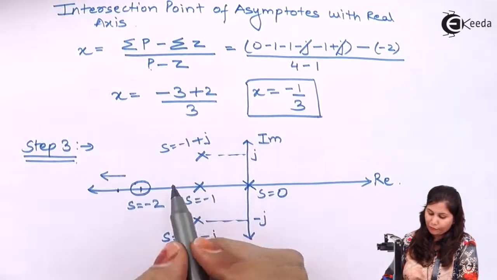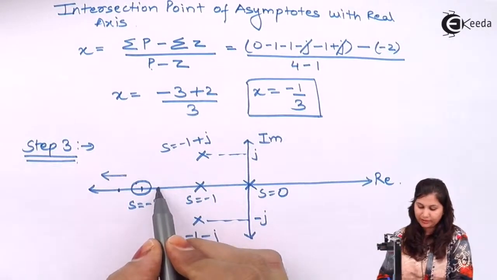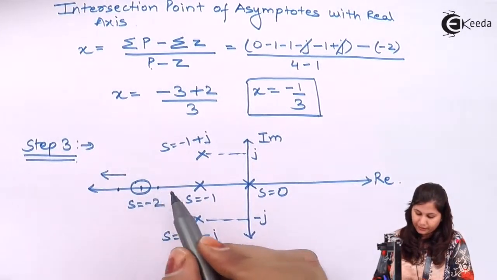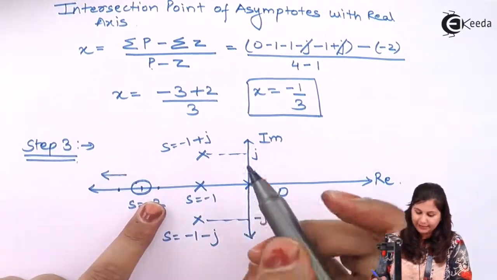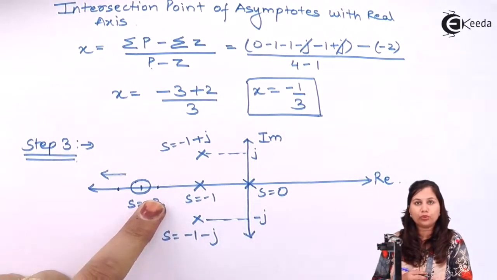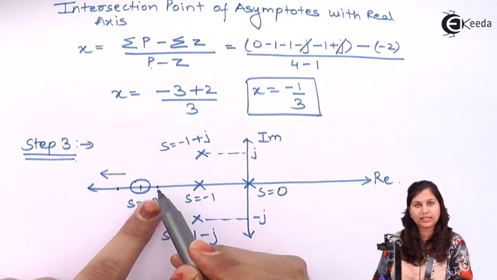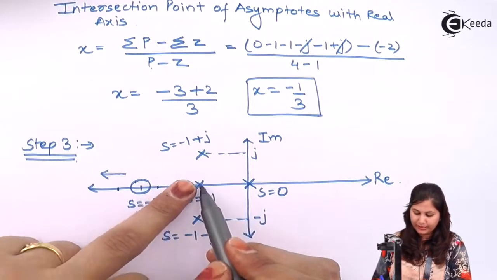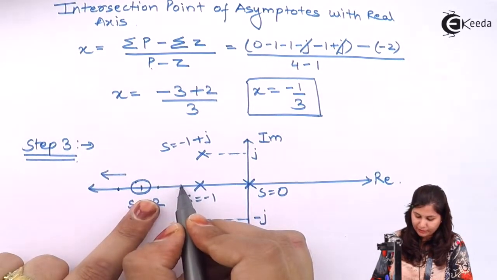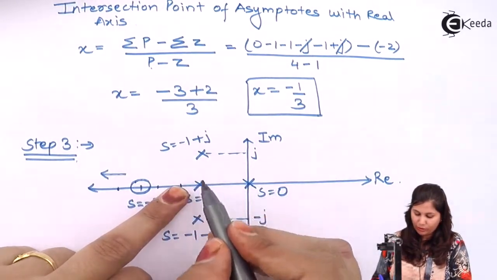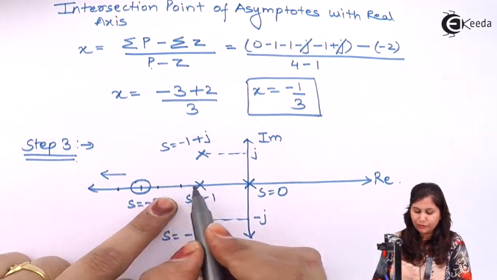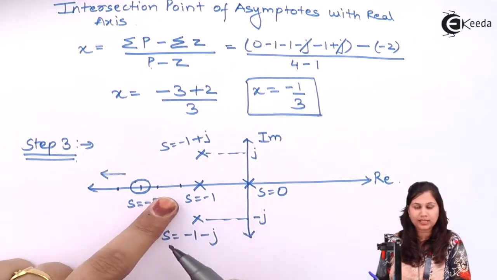Okay, now for this point here, if we take a point here, then the number of poles and zeros on the right hand side will be 1, 2, 3, 4. So the direction of root locus will not be towards this point. Now for this pole, if we take a point here, then the number of poles and zeros on the right hand side is 1, 2, 3, 4, an even number. So the direction of root locus will not be towards this point.